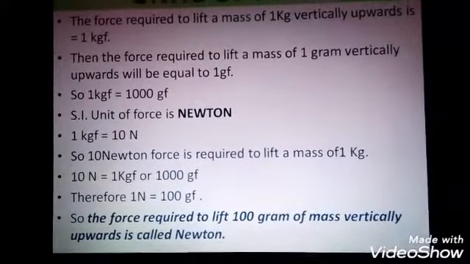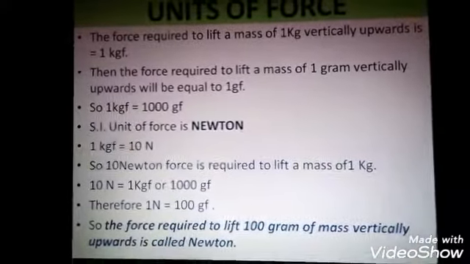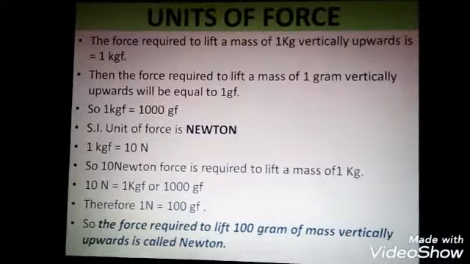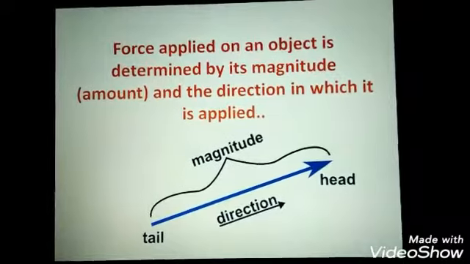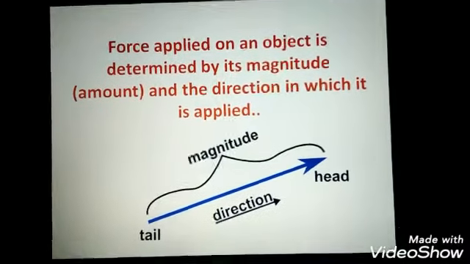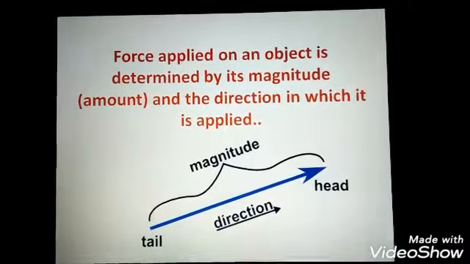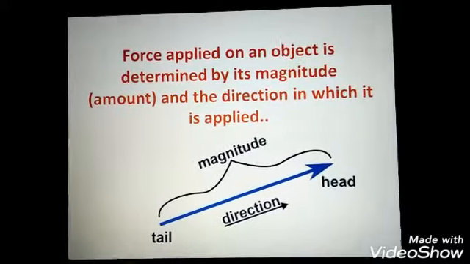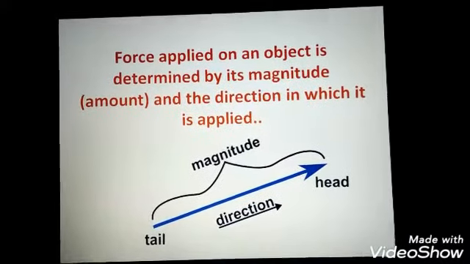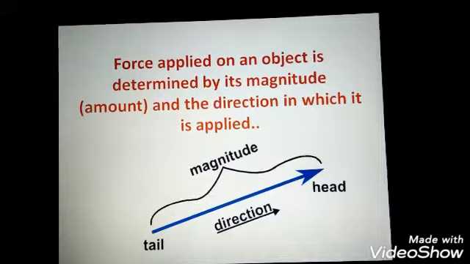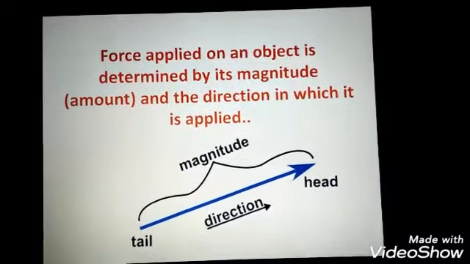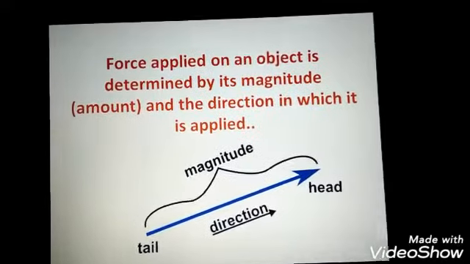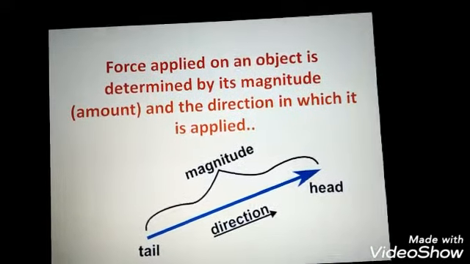Alright? Now we will learn about how we define force. How do we describe force? We describe force by means of two physical quantities. What? Magnitude and direction. Now, magnitude is nothing but a mathematical term which means amount. How much? It can be 10 Newton, it can be 20 Newton, 25 Newton. It is only a mathematical expression.